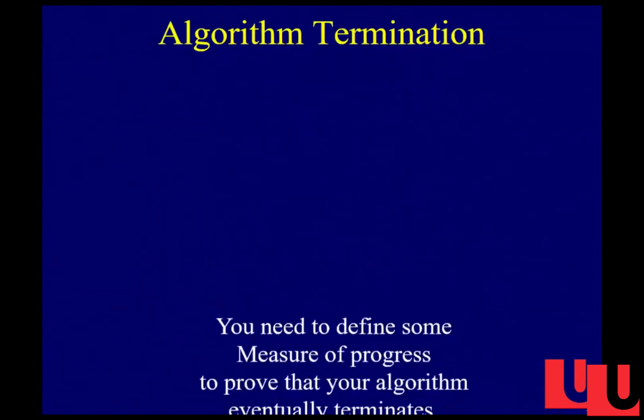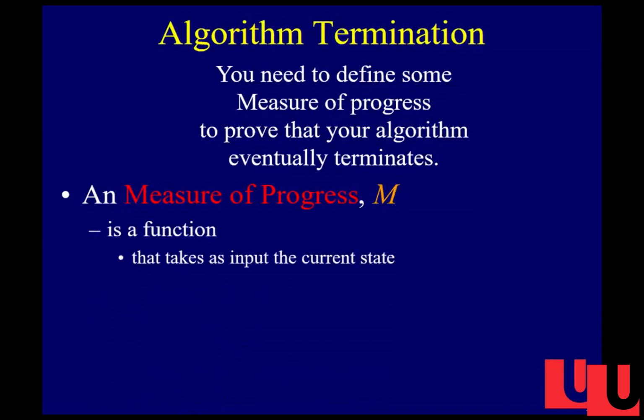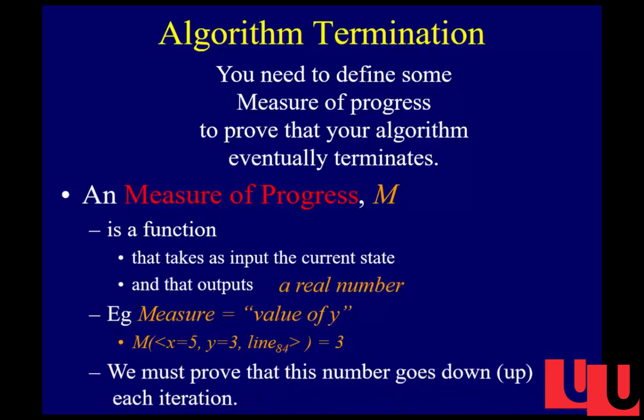We need to measure progress. I don't know why that was sticking in there. This is just saying we need to prove that we terminate. Here we're going back to our measure of progress. What's a measure of progress? It's a function that takes as input the current state, and what does it output? It outputs a real number. So here, my measure of progress might be the value y, and if that's my state, then the measure of progress is 3. And you need to prove that every iteration that number goes up or down.